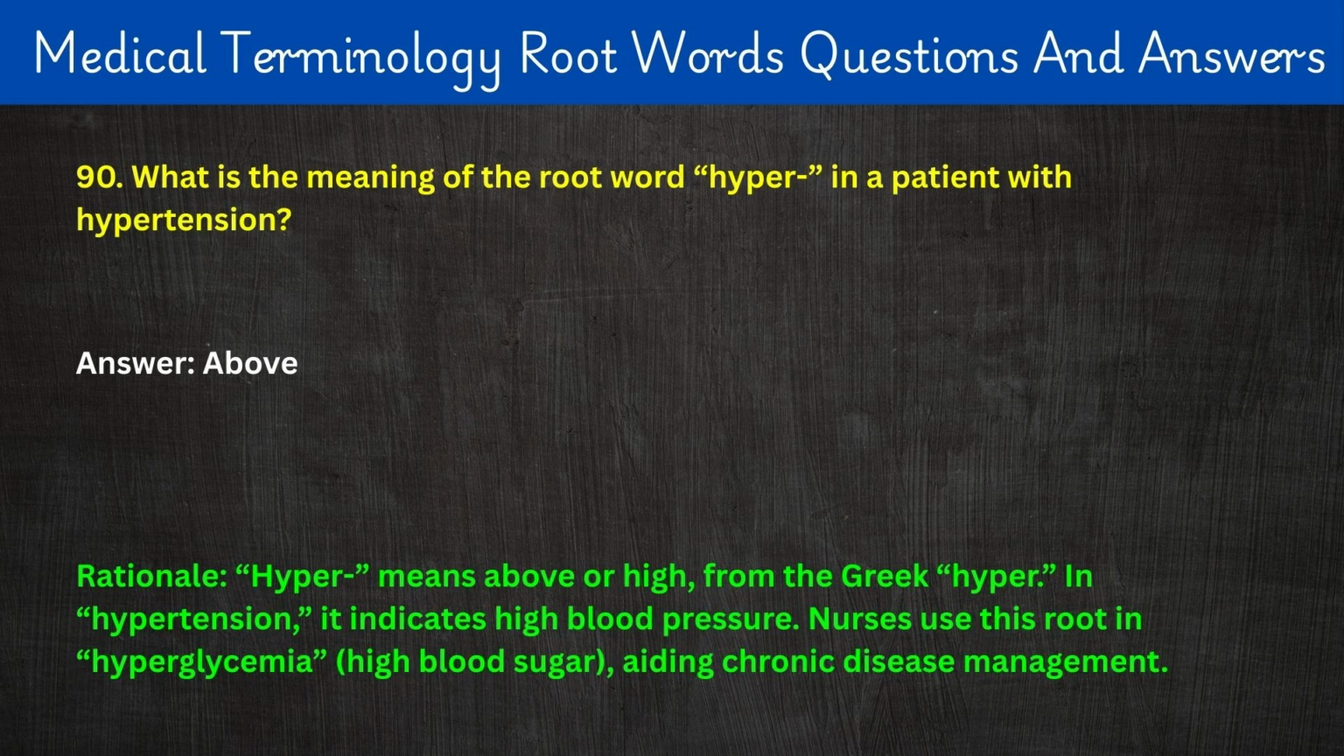90. What is the meaning of the root word hyper- in a patient with hypertension? Answer: above. Rationale: Hyper- means above or high, from the Greek hyper. In hypertension, it indicates high blood pressure. Nurses use this root in hyperglycemia, high blood sugar, aiding chronic disease management.